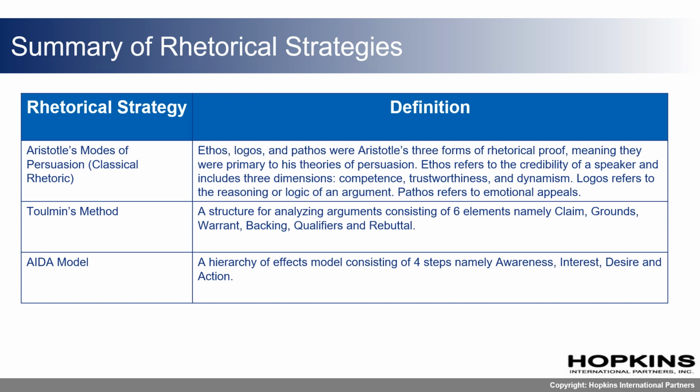2. Toulmin's method, a structure for analyzing arguments consisting of 6 elements, namely claim, grounds, warrant, backing, qualifiers, and rebuttal. 3. AIDA model, a hierarchy of effects model consisting of 4 steps, namely awareness, interest, desire, and action.